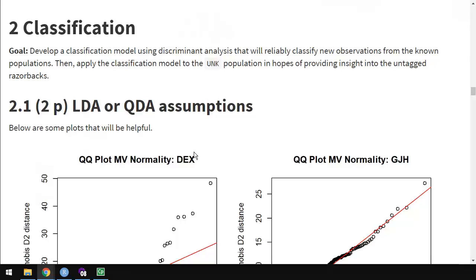All right, classification. So here's our goal. We want to develop a classification using discriminant analysis that will reliably classify new observations from the known populations. Once we're happy with that, then we'll apply that classification model to the unknown population. And hopefully we'll be able to determine which source each of those unknown fish came from.